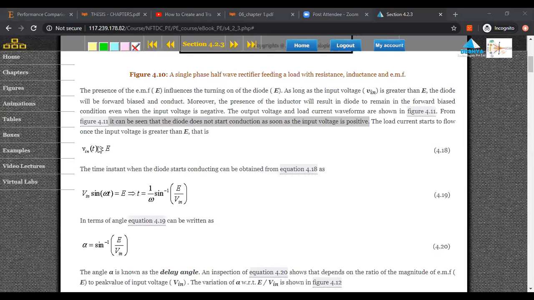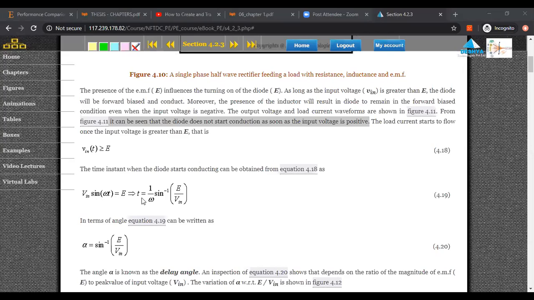Okay, so now the mathematical conditions. First we said it is greater than or equal to E. The instant where it is equal, the input voltage Vm sin theta is equal to E. Instead of theta, I can say omega t. Instead of Vm, I can say V in. These are just notations. So this value is equal to E.